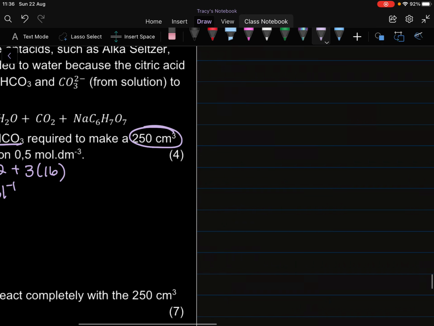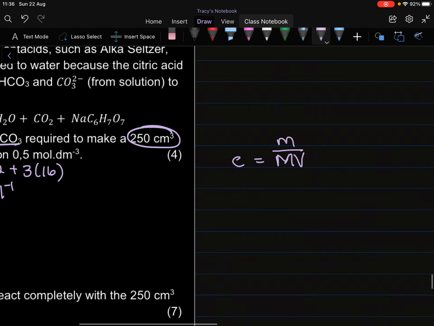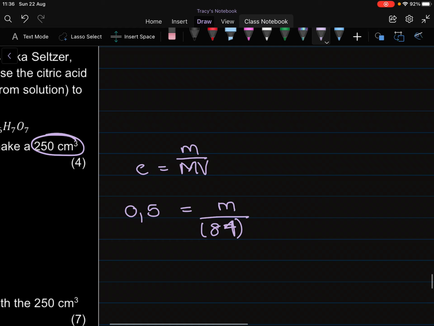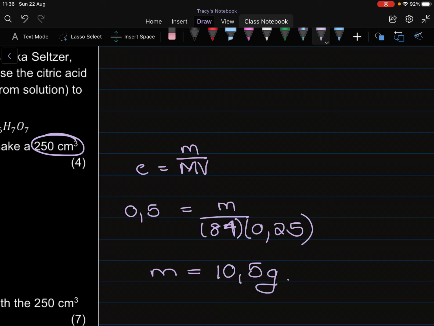Now we use the fact that concentration is mass over molar mass over volume. They told us that they want 0.5. We don't know the mass. We know that the molar mass is 84, and the volume is 0.25. So my mass, because you'll end up multiplying on both sides, is 0.5 times 84 times 0.25, and you get 10.5 grams.